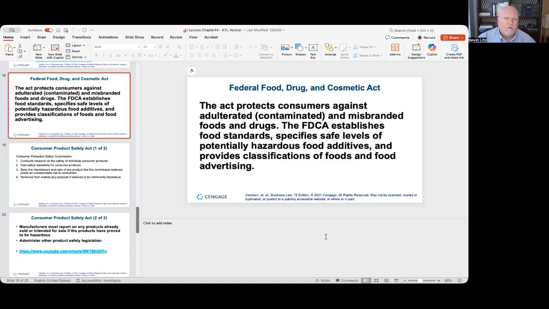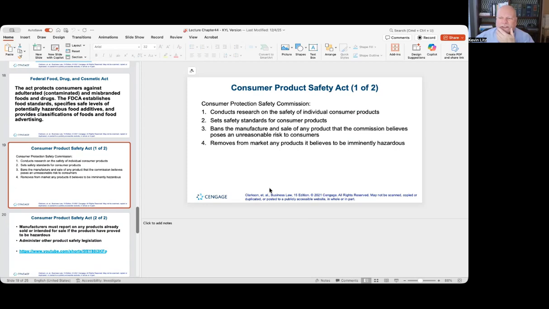The FDA, the Food and Drug Administration, also protects against contaminated food and misbranded food. There are safe levels of food. Sometimes you'll see the FDA going in and doing inspections to make sure processing facilities are safe. Oh, excuse me, I bore myself.